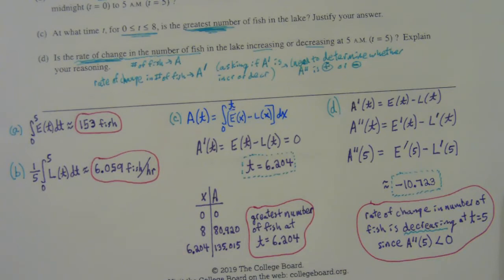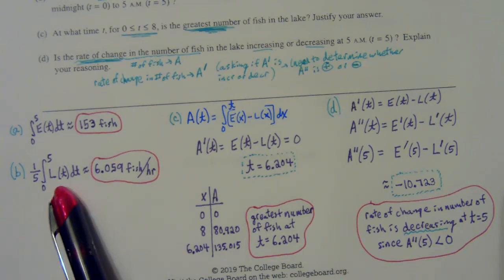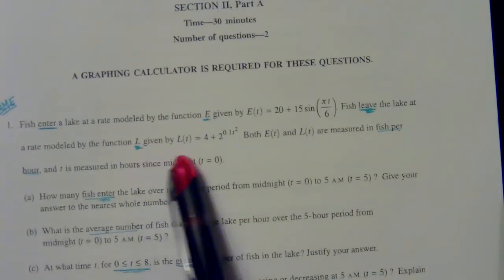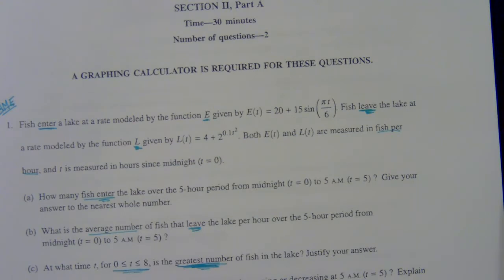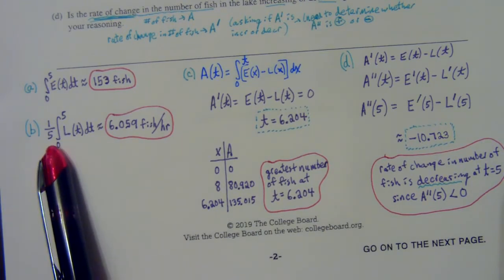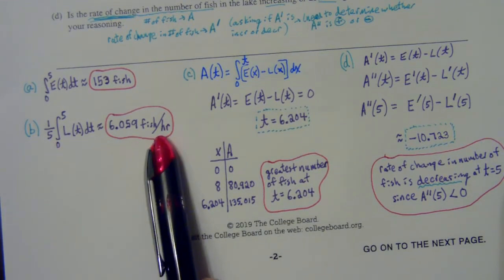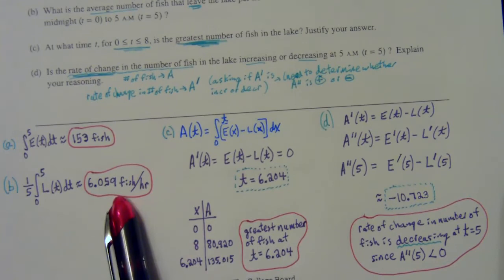Now, whenever you use your average value formula, the units always agree with what you're actually integrating. So L of t, it tells us both of those are measured in fish per hour. That's how fast they're entering and leaving. Those are the derivatives. And so technically when you integrate the fish per hour, you get fish, but then you're dividing it by that 5 hours again, which turns it back to the fish per hour. So it's just the average amount that's leaving the lake during that time interval.